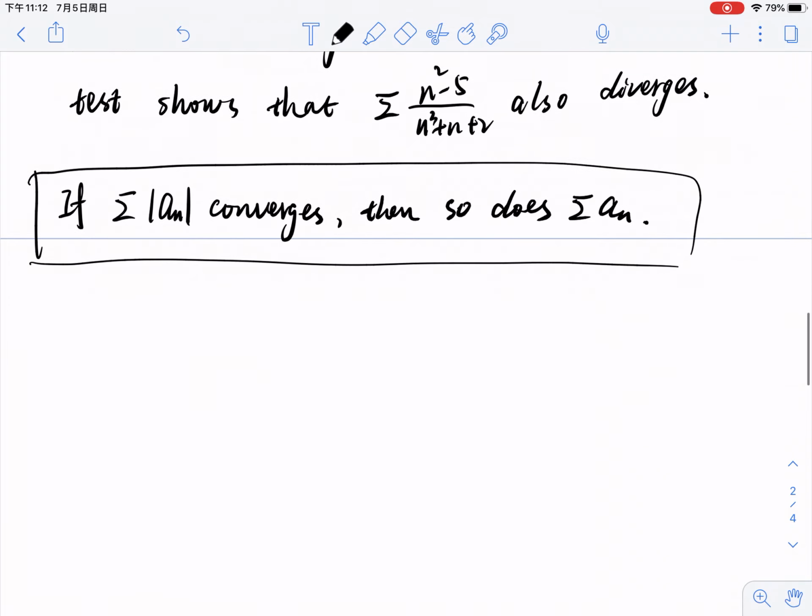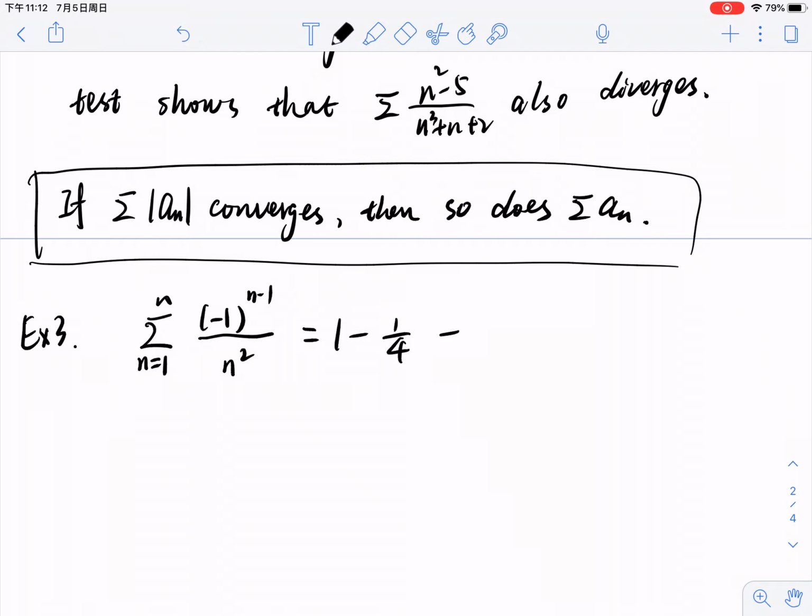So now we look at an example of how to use this theorem. If we have this kind of series, 1 minus 1 over 4 plus 1 over 9, this series has both positive and negative terms.